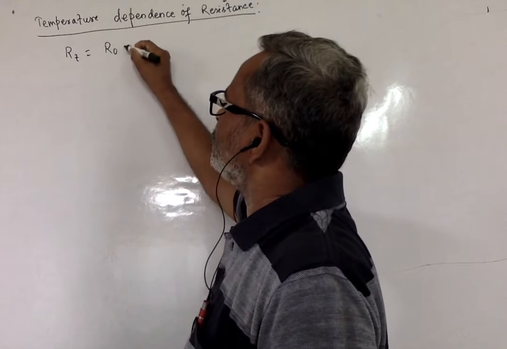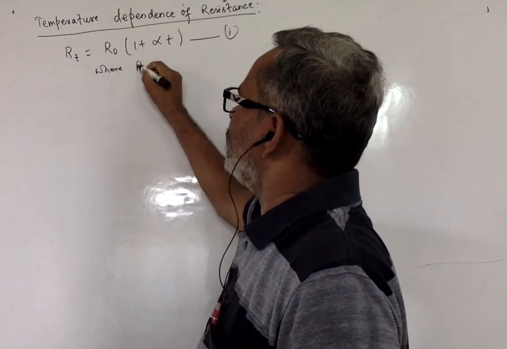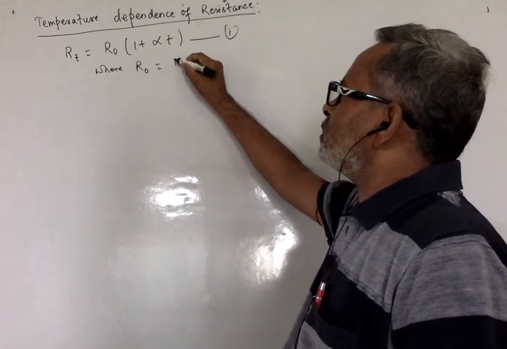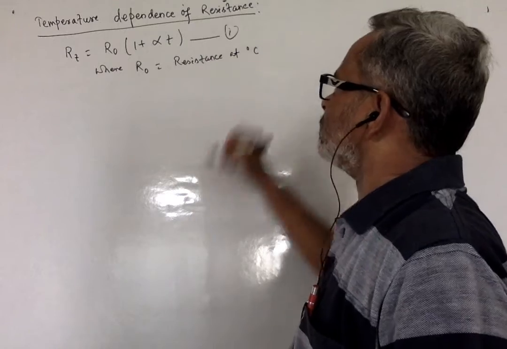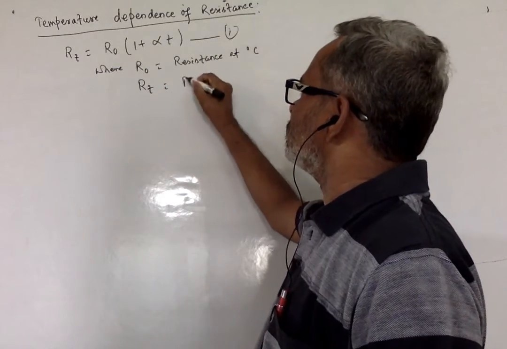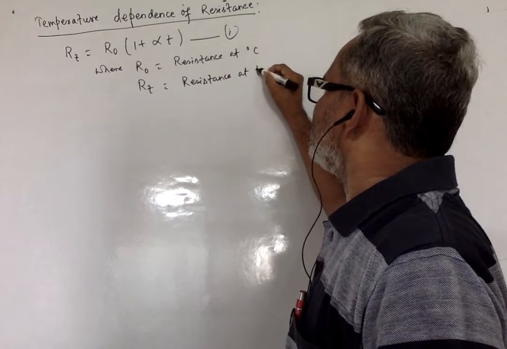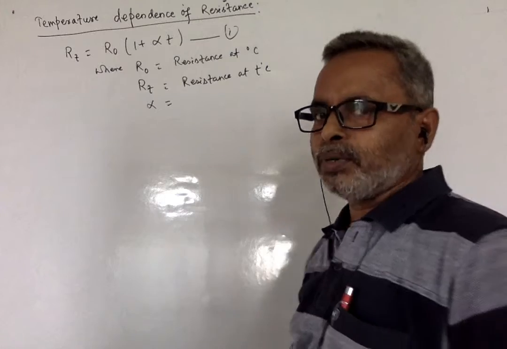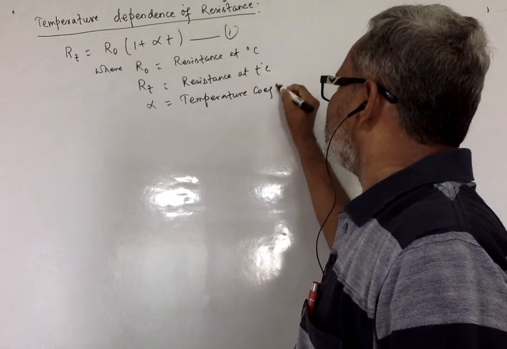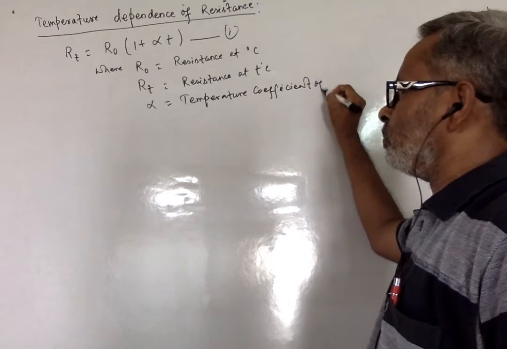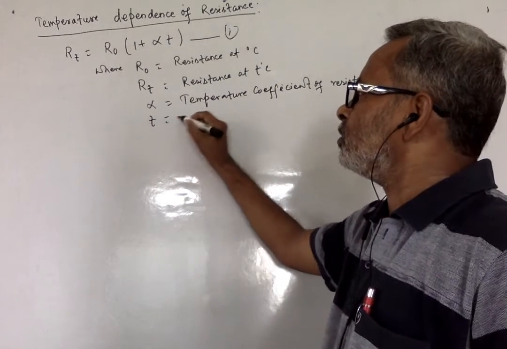RT equal to R0 (1 plus alpha T). Here R0 equal to resistance at 0 degree C, RT is resistance of conductor at T degrees, alpha is the temperature coefficient of resistance, and T is the unknown temperature.